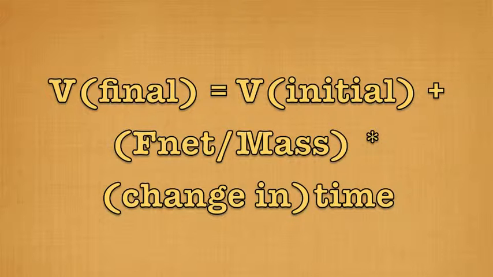Therefore, this lab involves Newton's second law of motion, which is velocity final equals velocity initial plus net force divided by mass times the change in time. But the force will not be zero because the force of gravity and air resistance are both in this system.